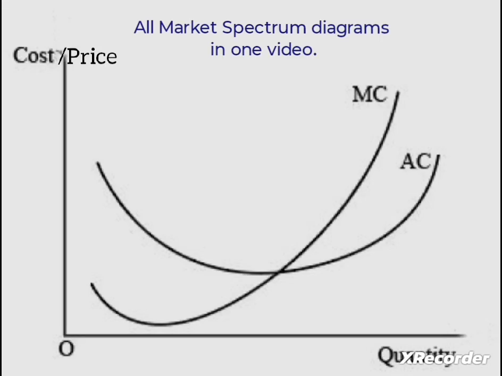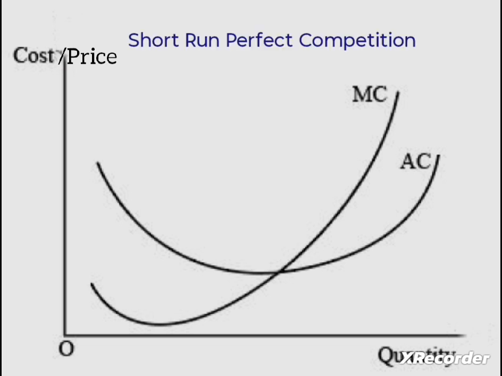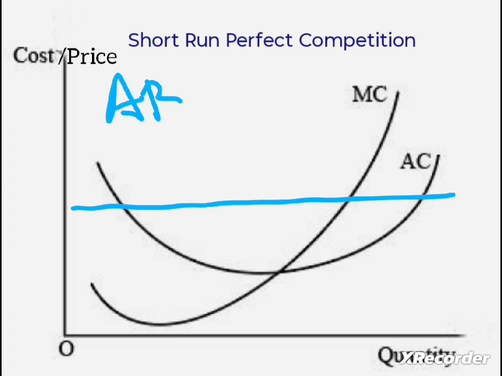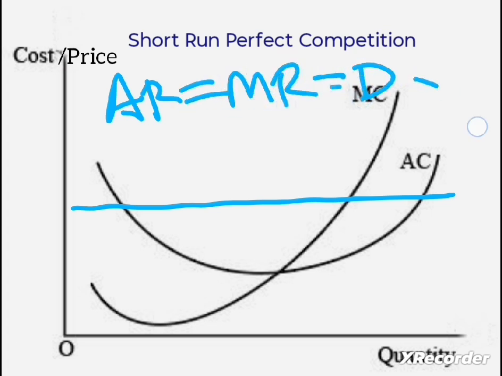We're going through each diagram needed to answer any question on the market spectrum. So we'll just start off then with perfect competition and then the short run in perfect competition. The first thing to remember here is that because goods are homogeneous, the demand curve is horizontal. And on that demand curve you would write AR equals MR equals D. You might write that out just at the end out here.